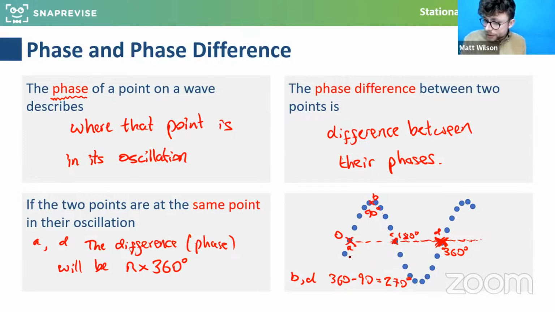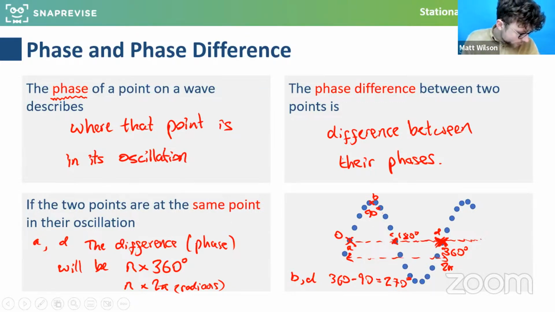Now, one thing to mention is sometimes if you're familiar with radians, we would instead call 360 degrees 2 pi radians, in which case 2 points at the same point in their oscillation would be some number of 2 pi radians apart. We won't be too worried about the difference between degrees and radians today. All right, good. Hopefully it's making sense so far. Do let me know if there are any questions. That's the language we're going to be using today.